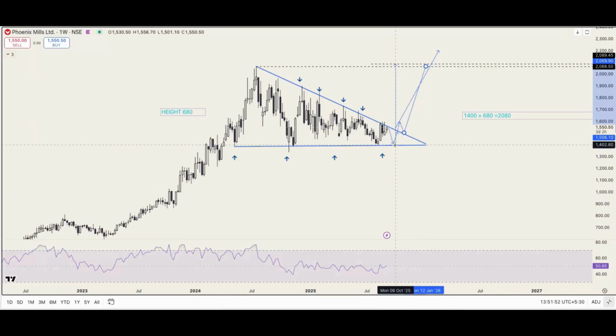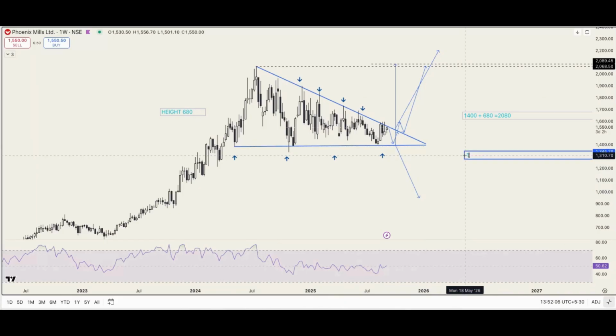On the other side, which is the educational scenario, I'll explain either side of the story. Right now, if the price is breaking down, then what will be our target? At that price, our target will be, as the base price is 1400 only, minus 680. Simple. So either side, if it is going up or going down, it will be the same.